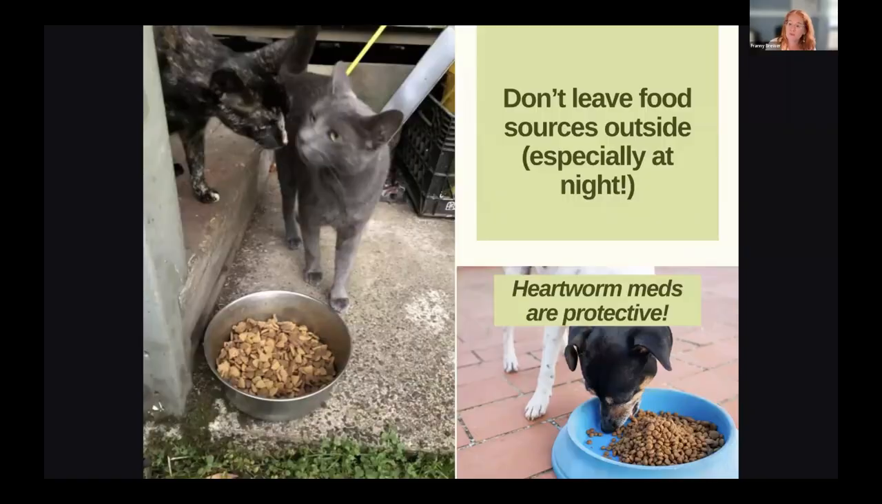So using heartworm medicine can be very protective. It doesn't mean that the dog is not going to get rat lungworm if it eats a slug, but it can really help with the recovery. And so keep your heartworm meds up to date, and also just don't put food outside at night, or pull those food bowls back at night so that your animals are not susceptible to accidentally eating a slug or snail.